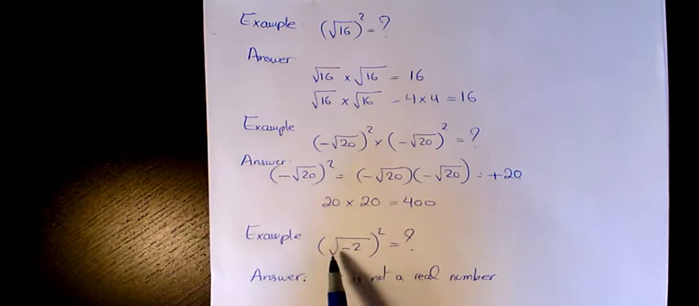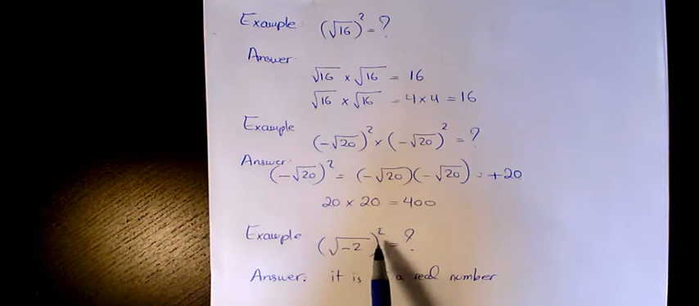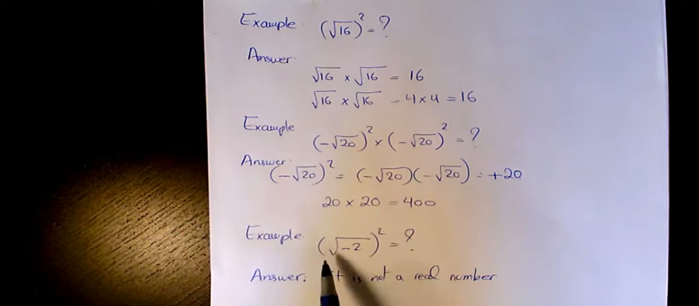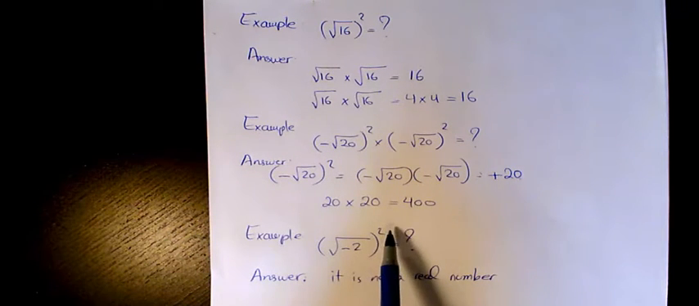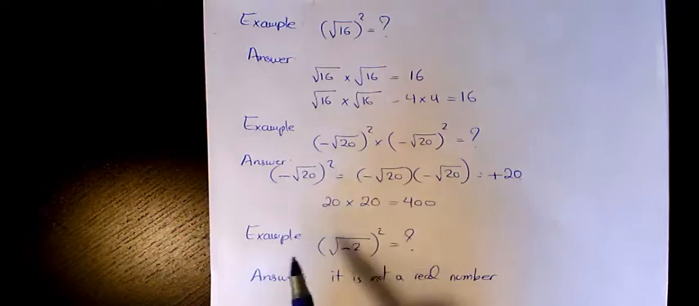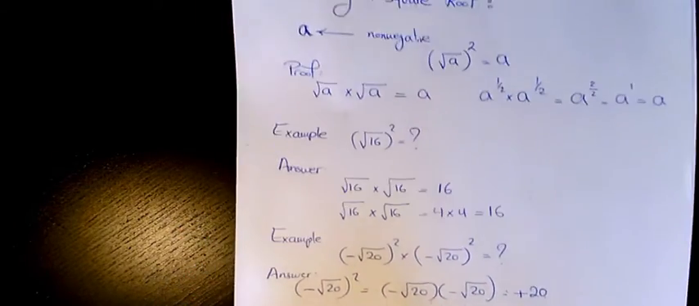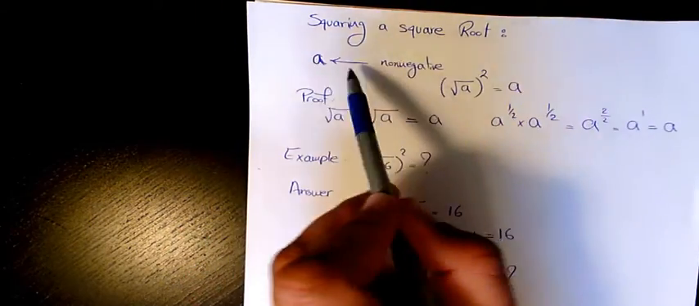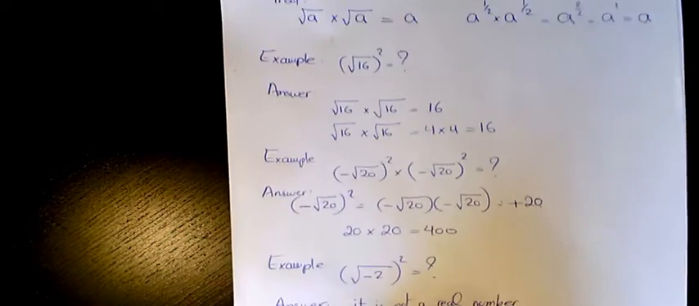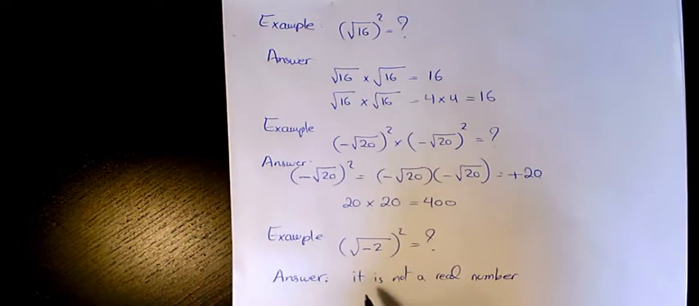Next example, we have root negative 2 to the power of 2. Root negative 2 to the power of 2. As you see here, this number is negative. The number under the radical is negative. We said it's supposed to be non-negative. So the answer is, it is not a real number. It's an imaginary number. We don't learn it right now. But whenever you have it here, you just write there is no answer in real numbers.